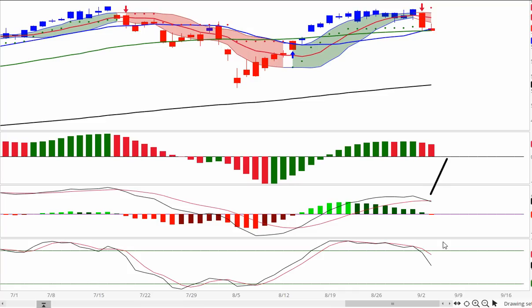MACD rolled over today on the S&P 500. Histogram went into negative territory. We've broken the 80 level here with yesterday's sell-off on the stochastic. And again, we had this little divergence, and that's now given us this sell-off back to test the 20 and the 50-period moving average. So, again, momentum has shifted.